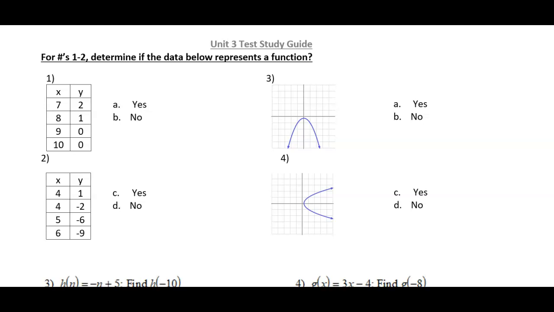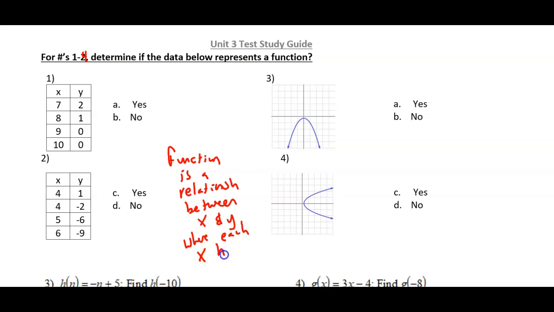So we want to know for numbers 1 through 4, does the data represent a function? So what is a function? A function is a relationship between x and y where each x has only one y. Okay, so does each value of x have only one y?